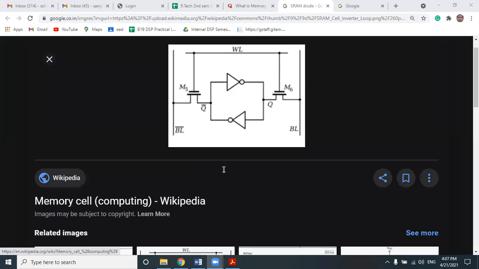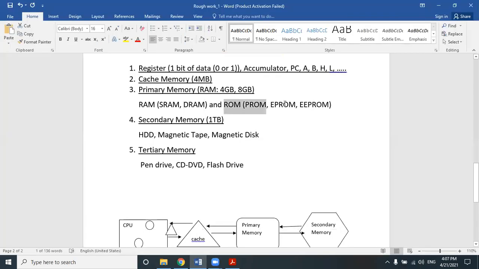So ROM, I already discussed. PROM and EEPROM I just left for you: programmable ROM, electrically programmable ROM, and EEPROM. You don't need to know the very details of these circuits, because you are going to learn all of them in upcoming subjects like digital electronics or computer organization. You just need to know the difference between these three, only the difference. No need to know anything about the circuits. And static RAM, dynamic RAM, I already discussed, right?